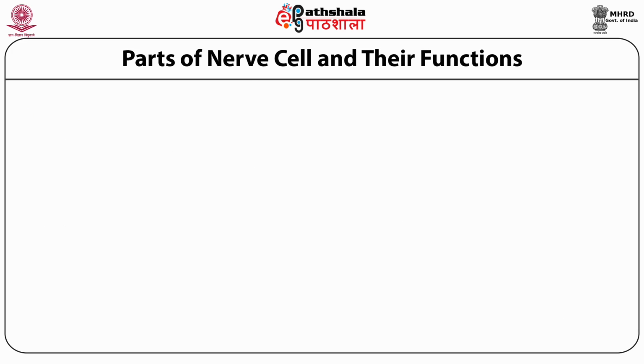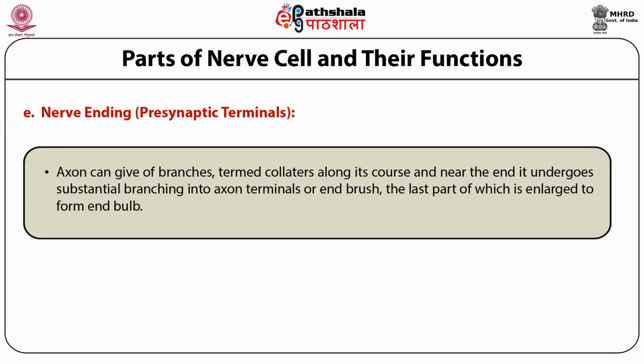The next are nerve endings, which are also called presynaptic terminals. Axon gives rise to branches termed collaterals along its course, and near the end it undergoes substantial branching into axon terminals or end brush, the last part of which is enlarged to form an end bulb.